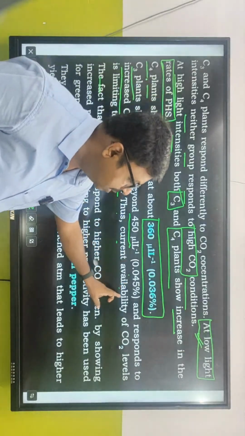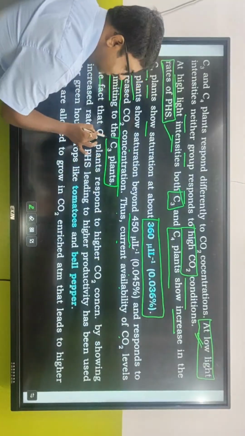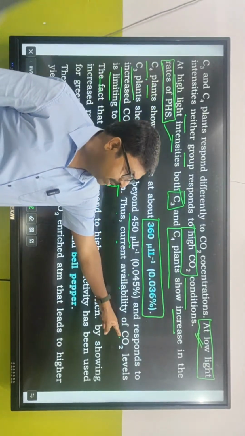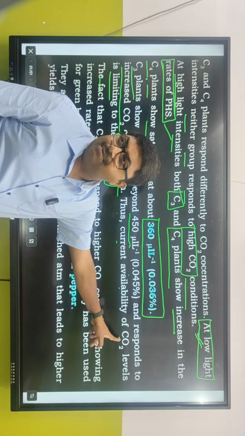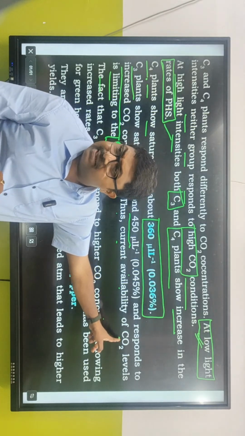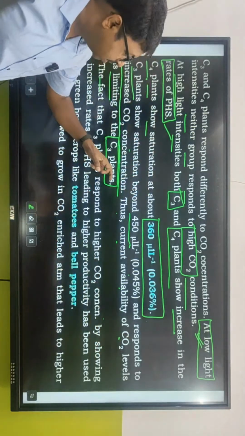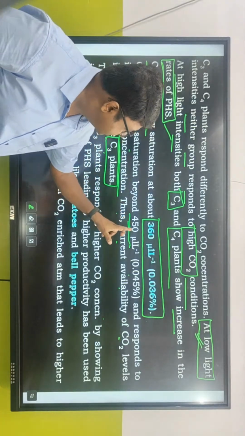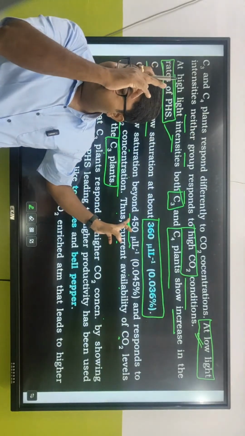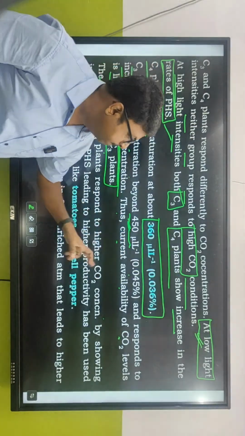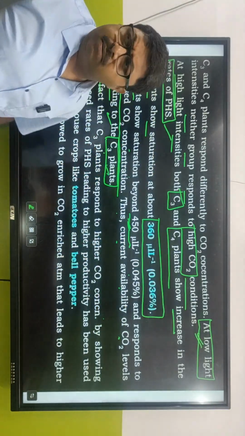Thus, current availability of carbon dioxide levels is limiting to the C3 plant. What is the current availability of carbon dioxide level? 360. Current availability কত? 0.03%. সেটা কত? 360 micro per liter. But কিন্তু C3 প্ল্যান্টের স্যাচুরেশন কোথায় হয়? At 460. It's beyond 450. তাহলে current availability of carbon dioxide becomes limiting to the C3 plant.